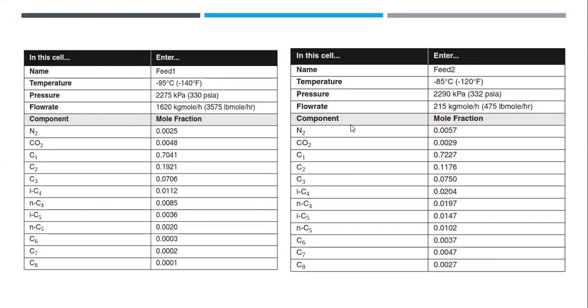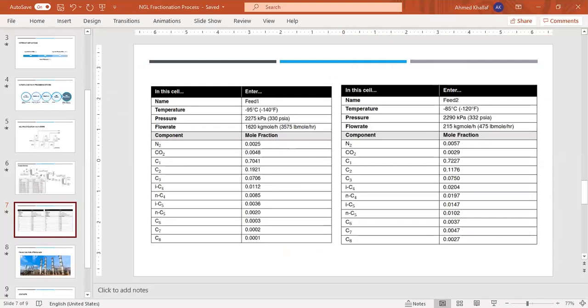Okay, let's start to model these streams in HYSYS. To save our time, I entered the fractions of the components in these two streams. And now we will build the process.